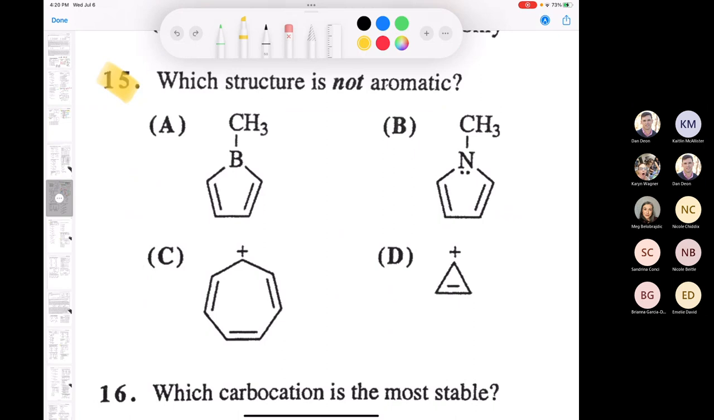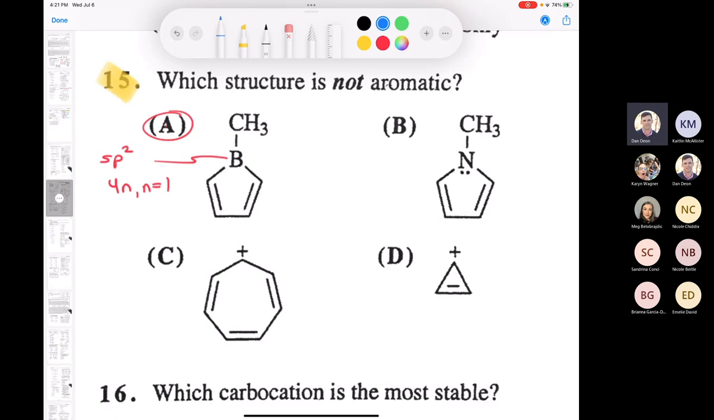So remember, we have to have a continuously overlapping system of p orbitals, and we have to have 4n plus 2 electrons. Yeah, it's A, isn't it, right? A is not aromatic. This is the answer. It's A. Let me get my red pen out here. Why is that? It's because boron is sp2 hybridized, so that means it's got an empty p orbital. So you have a continuously overlapping system of p orbitals, but you've got 4n electrons, where n is equal to 1. Now, is this anti-aromatic? I'm not sure, but it's definitely not aromatic. There's no doubt about that.